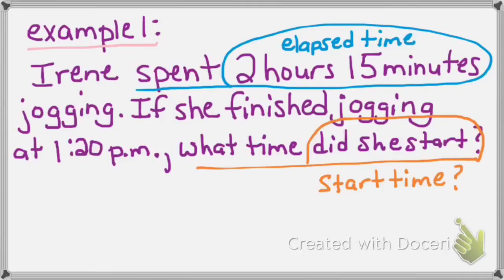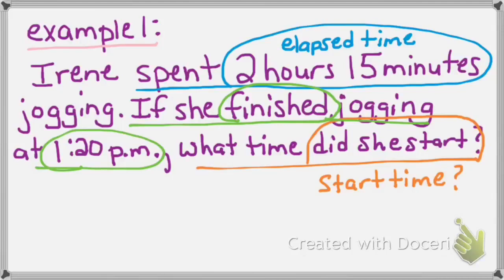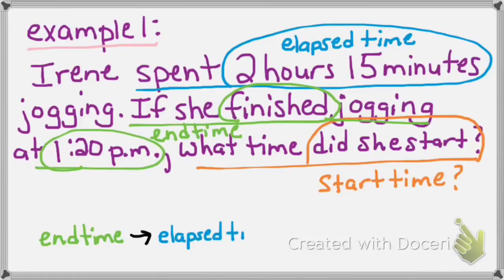What else do I know? I also know that she finished jogging at 1:20 p.m. And if she finished at that time, that will be her end time. So I have her end time, and I have the elapsed time, and I need to use those two things together to find out what is the start time. That's the question that I need to answer. Let's take a look at the next page and see how to do this.